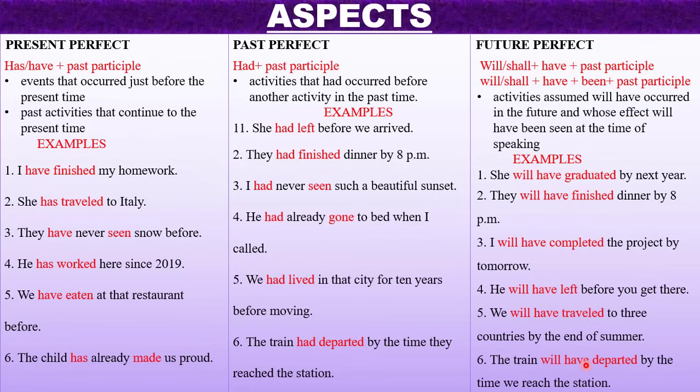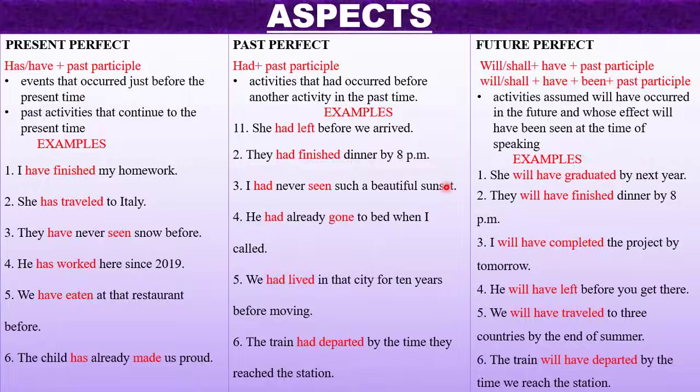The train will have departed by the time we reach the station. Will have departed. Future perfect. It is impossible to master all these aspects in just one video. This means that after each aspect discussed, try to write down your own examples of that particular aspect in order to master the verb forms that are used.